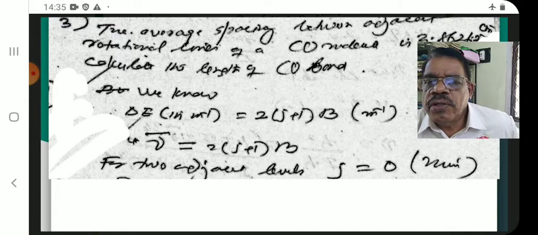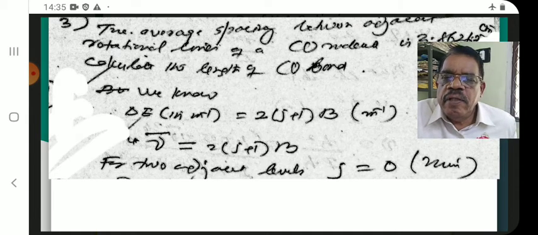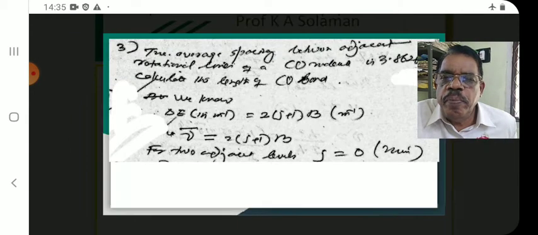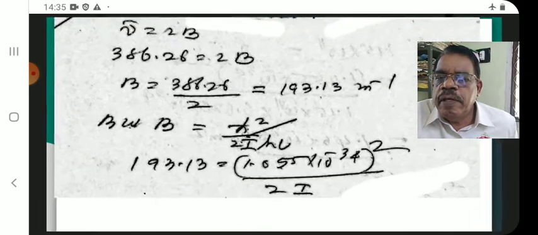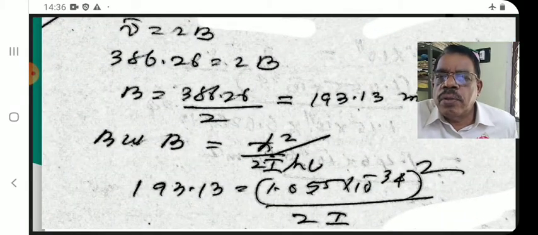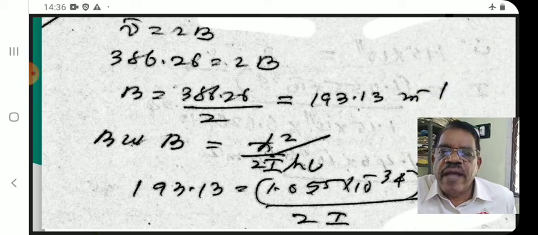So for the two adjacent levels, J is equal to 0 here. We get nu bar is 2 J plus 1 B. That is 2 into 0 plus 1 B. That is nu bar is 2B. And from this we can find the rotational constant.